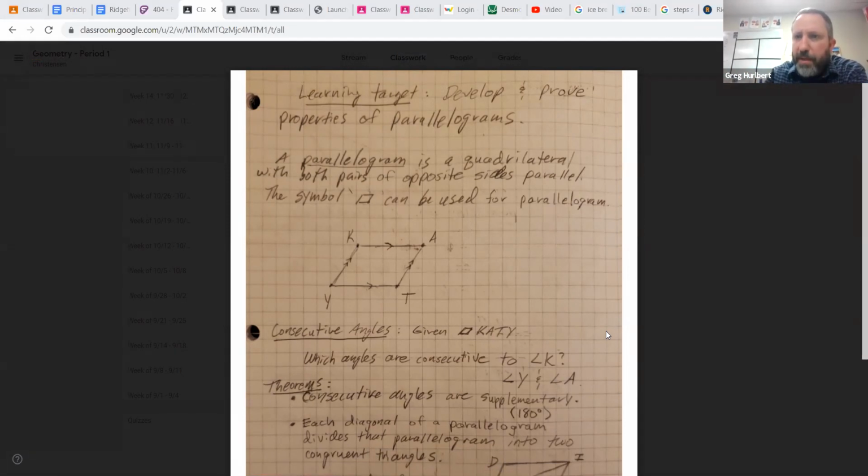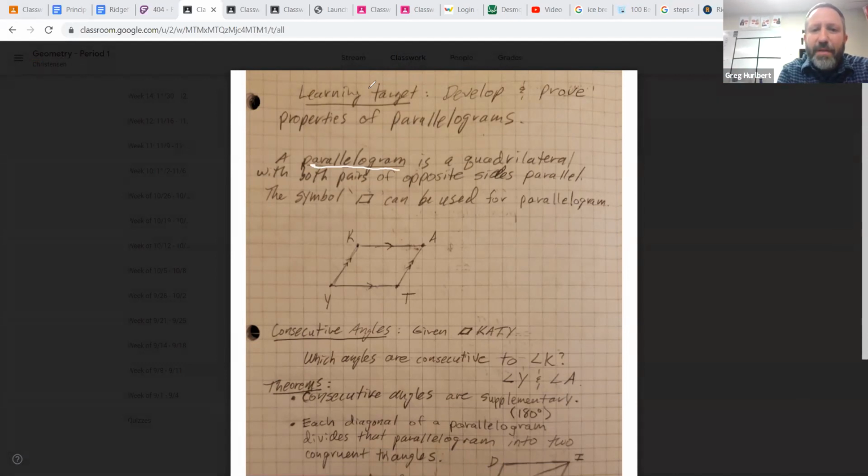Let me get my pens up while I'm talking. And now I got my pens up. Okay, so a parallelogram is a quadrilateral with both pairs of opposite sides being parallel.